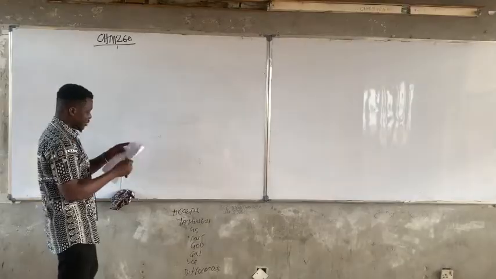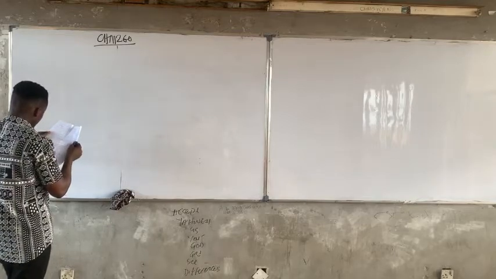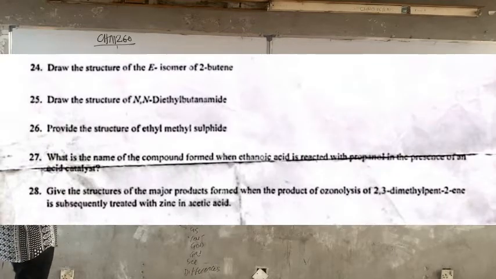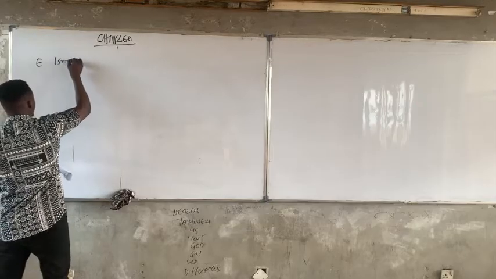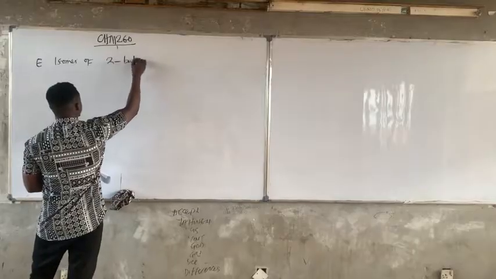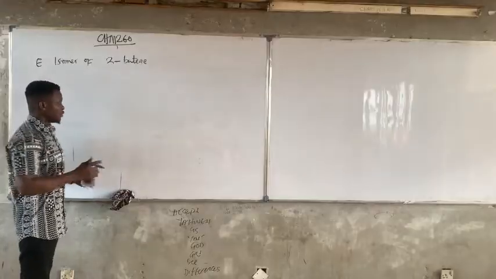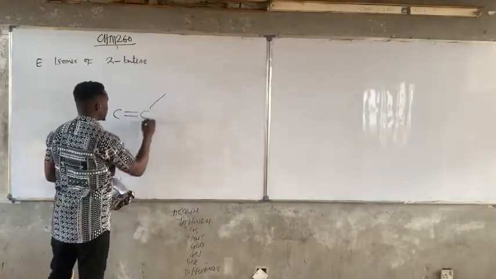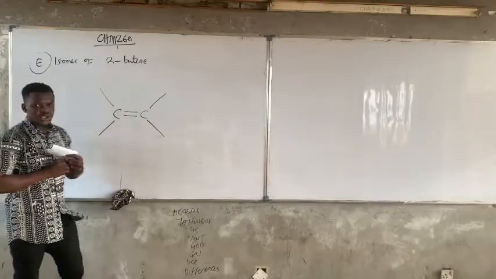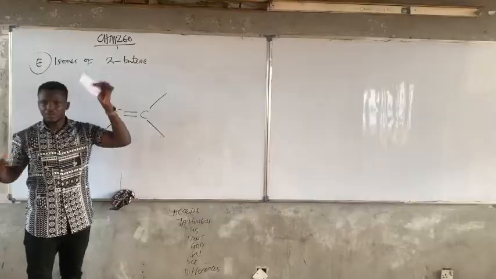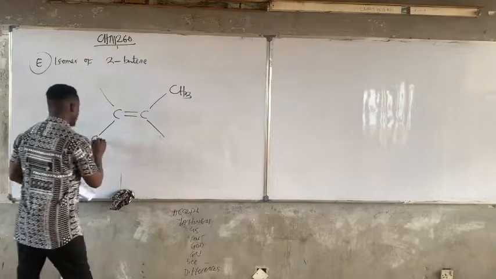Okay, the next question says, draw the structure of the E isomer of 2-butene. Now, 2-butene means 4 carbons with a double bond at carbon 2. So I'll put 2 carbons here. Now E means the 2 higher priority substituents from the 2 carbons of the double bond are on opposite sides. So I put CH3 here, and CH3 here.